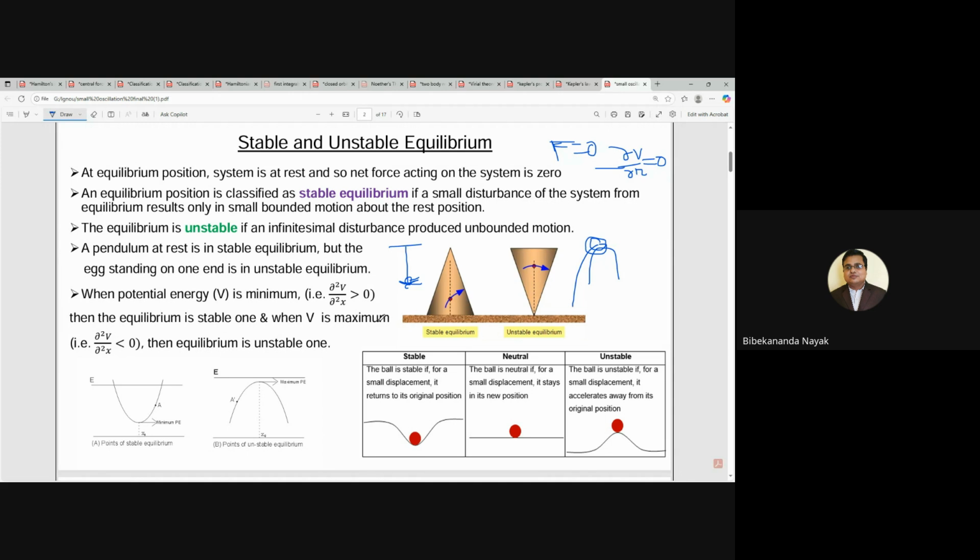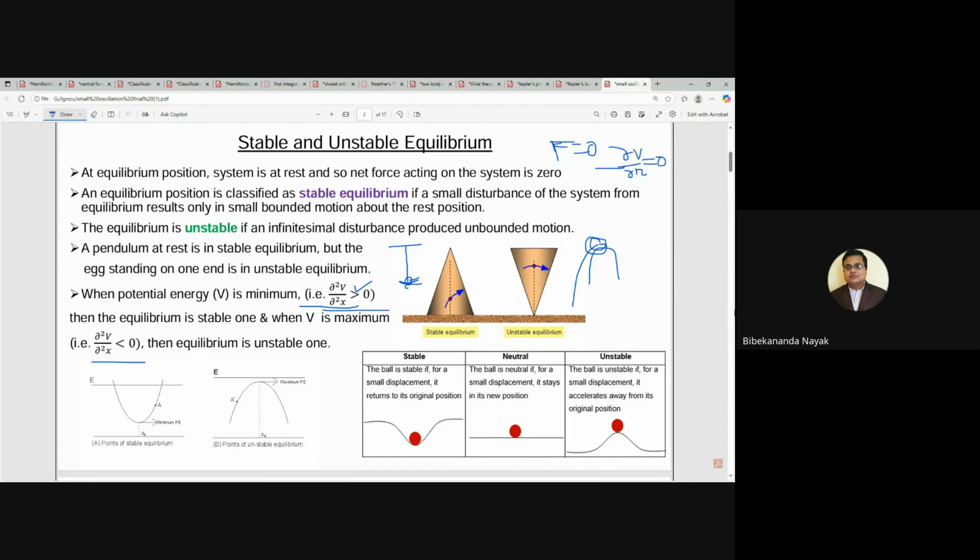So how do you check the potential is minimum? In differential calculus, we know that if the second derivative is greater than 0, then V is minimum. For stable equilibrium, del square V by del x square is greater than 0. If unstable, del square V by del x square is less than 0, then we call it unstable equilibrium, maximum potential.